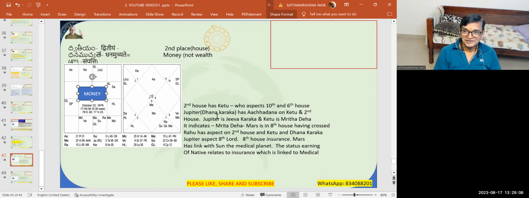And Jupiter is involved in it. Jupiter is seeing the eighth lord as a Dhanakaraka, and he is also the 10th lord. So there is every possibility he may earn from speculation, and he may also earn from insurance related matters or insurance related work.